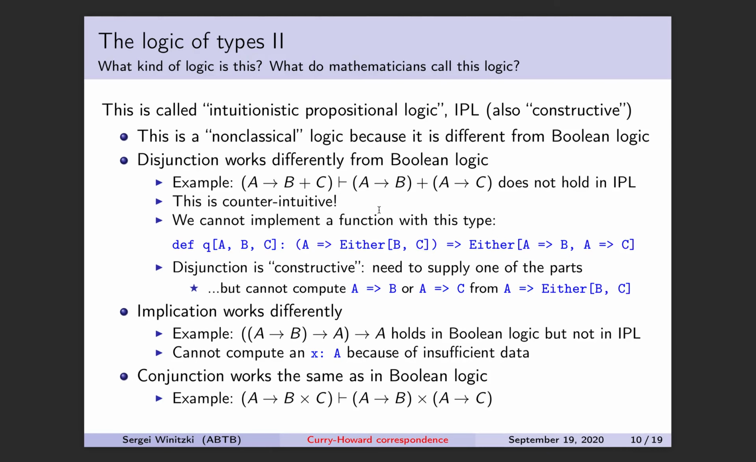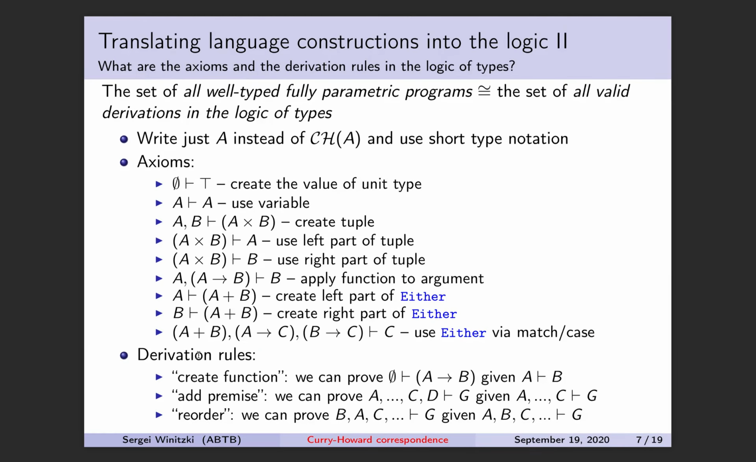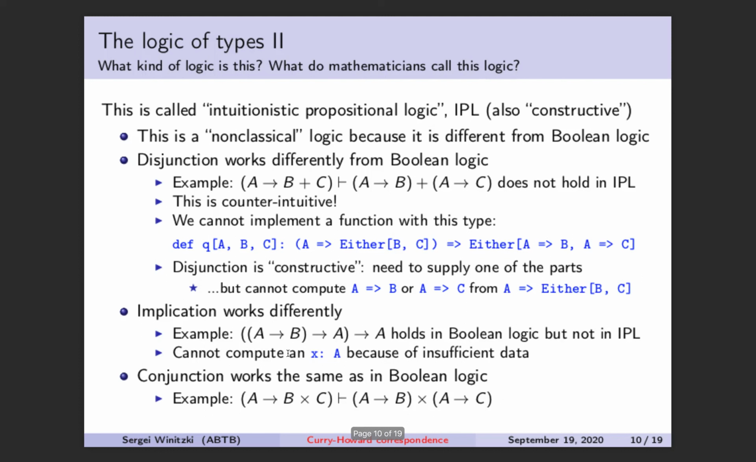So logic, again, is a set of axioms and derivation rules for some sequence about some propositions like this. So what kind of logic is this? It's called non-classical because it's different from Boolean logic. So if you look at the mathematical literature, a lot of logic books only talk about Boolean logic or many-valued logic, say three-valued logic, fuzzy logic, but those are all classical logics. This logic is constructive, it's different from classical logics in very important ways. For example, disjunction works differently and implication works differently.